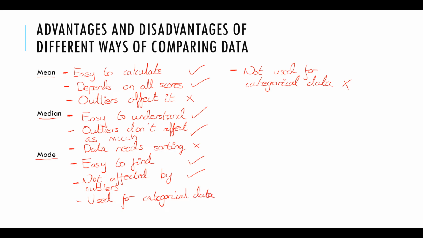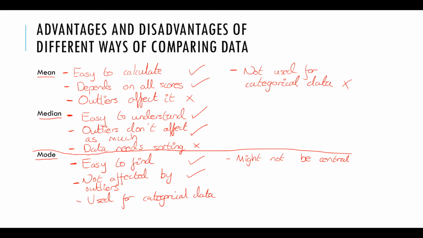What's a disadvantage of this one? Just separate these off quickly. The main disadvantage of the mode is that it might not be central. So, like I said, these measures of location are trying to give you an idea of where most of the data is located around about.